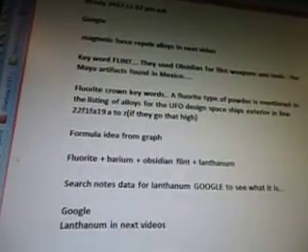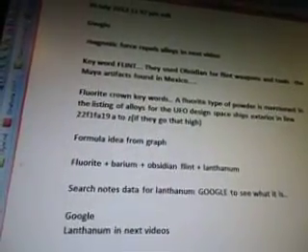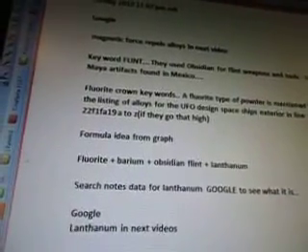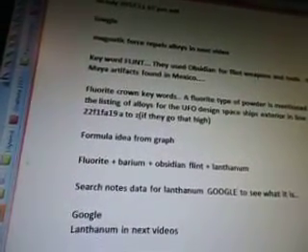Keyword is flint. They used obsidian for flint weapons and tools, the main artifacts found in Mexico from over 3,000 years ago. Fluorite crown are keywords. A fluorite type of powder is mentioned in the listings of alloys or superalloys for the UFO designed spaceship exterior line, A to Z, if they go that high. Basically, I didn't know how high they were going to go, so I just did A to Z there for you, okay? So formula idea from the graph is fluorite plus barium plus obsidian flint plus lanthanum.